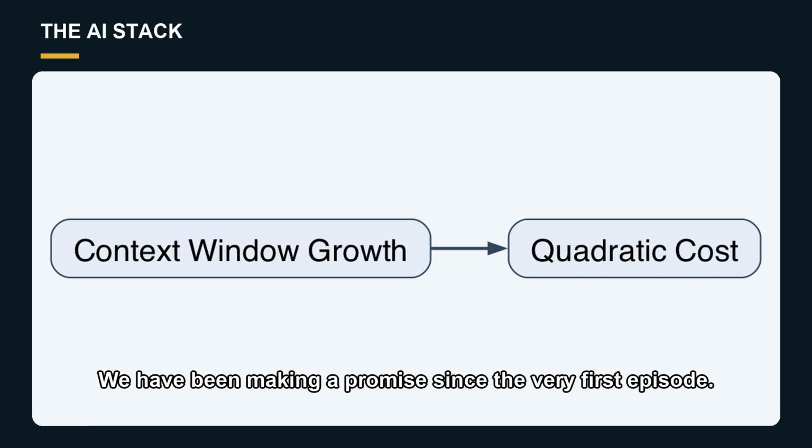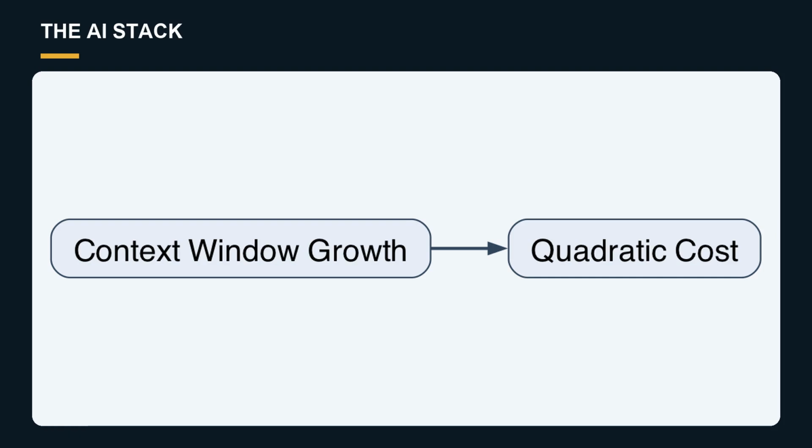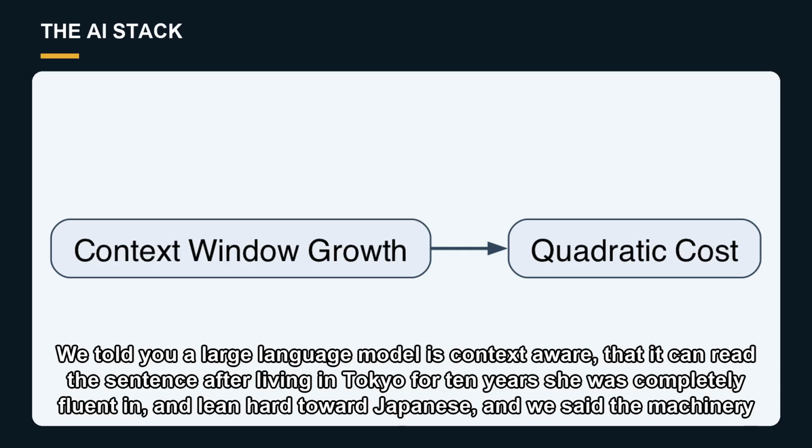We have been making a promise since the very first episode. We told you a large language model is context-aware, that it can read the sentence "after living in Tokyo for 10 years, she was completely fluent in" and lean hard toward Japanese. And we said the machinery behind that would get its own episode.